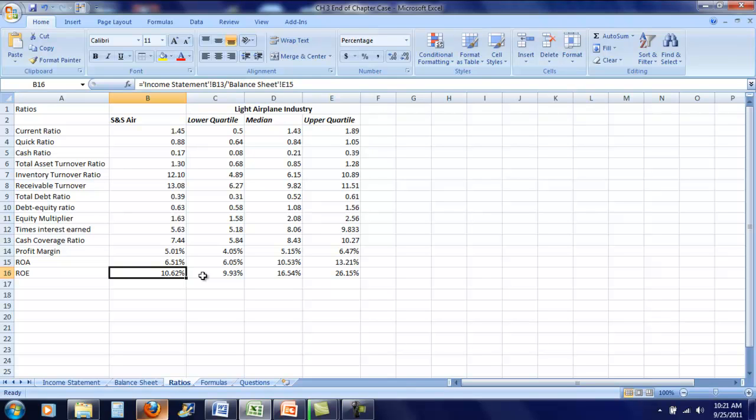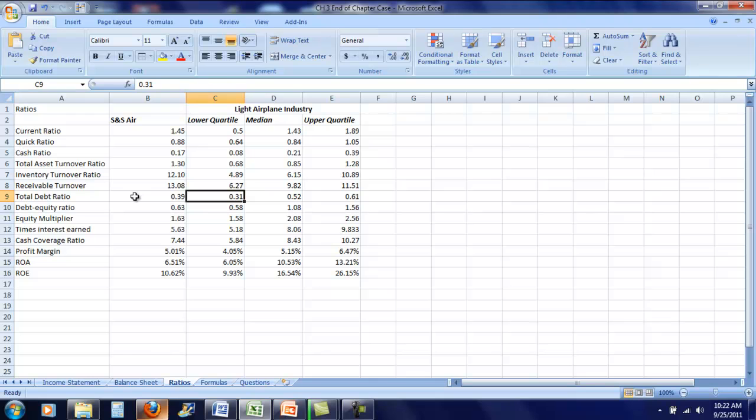My total asset turnover ratio, I'm above the upper quadrant. So I am employing my assets well. Inventory ratio. So I'm turning over my inventory more than the upper quadrant of the average airline industry. Now, receivables turnover, I also have higher than the upper quadrant of the airline industry.